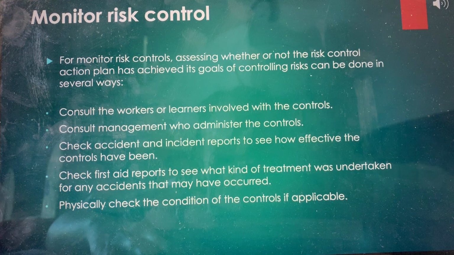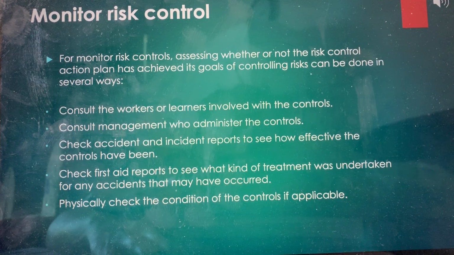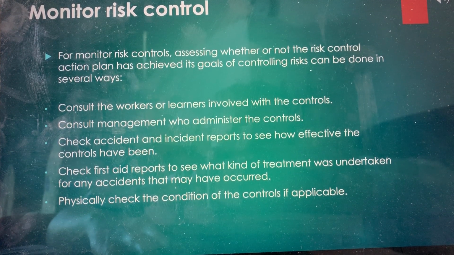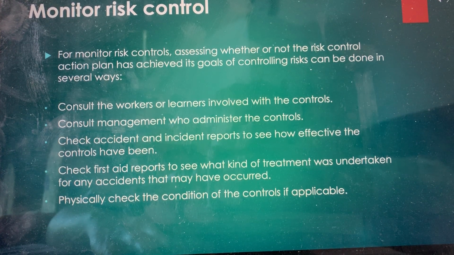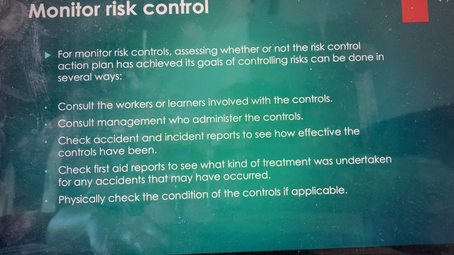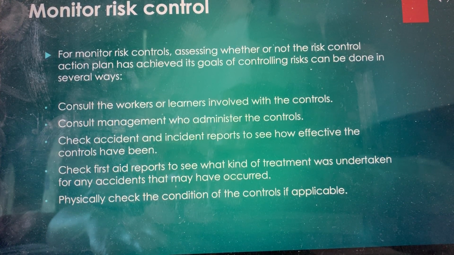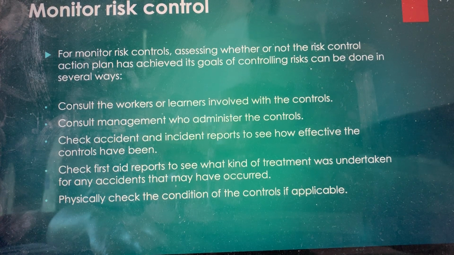For monitoring risk controls, assessing whether or not the risk control action plan has achieved its goals of controlling risk can be done in several ways. Consult the workers or learners involved with the controls. Consult management who administer the controls. Check accident and incident reports to see how effective the control has been. Check first aid reports to see what kind of treatment was undertaken for any accidents that may have occurred. Physically check the condition of the controls if applicable.